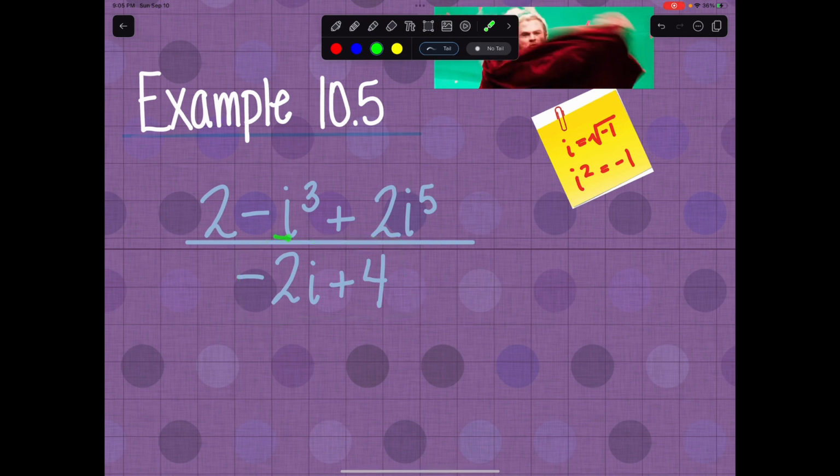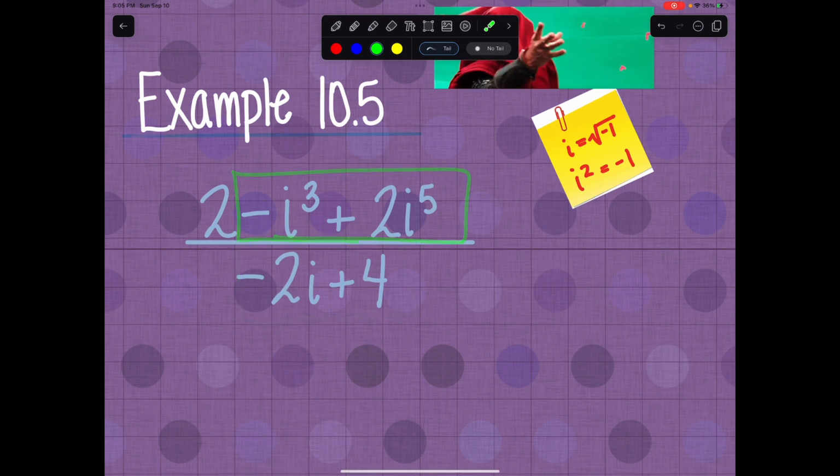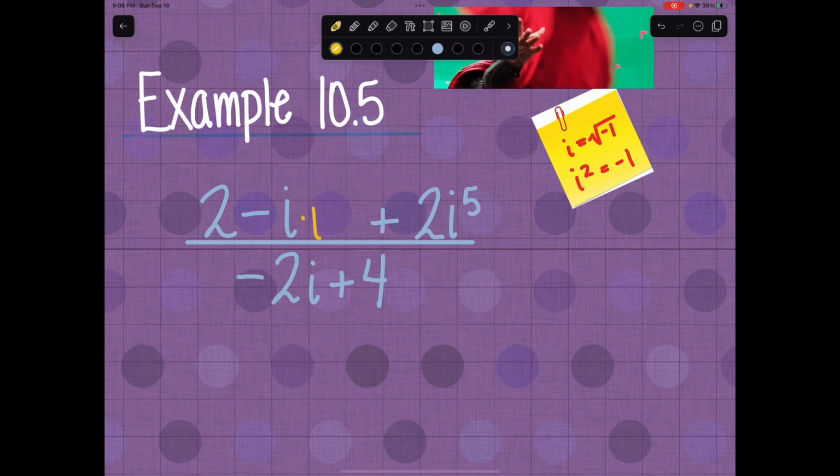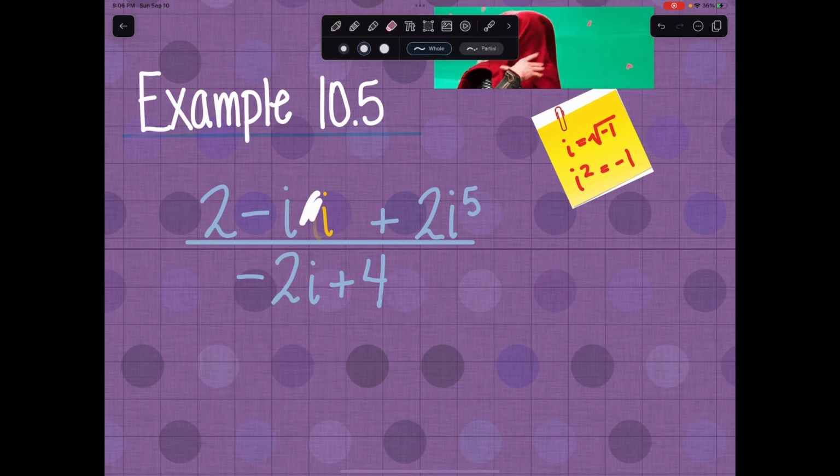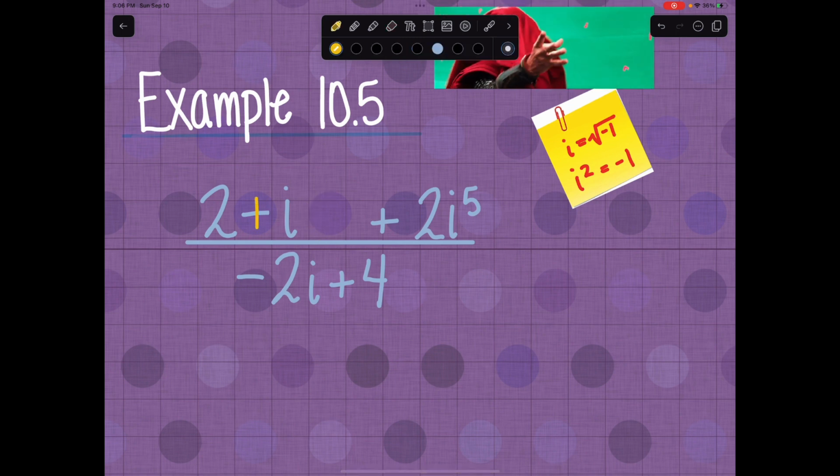But first, we can simplify this top. Remember these things: i squared is negative 1. So when you have an i cubed like that, it's basically i times i squared, and that i squared is just negative 1. So you can multiply that by negative 1, make this a positive, and bam, that's how you simplify the top there. But you've got to do that to this one too.